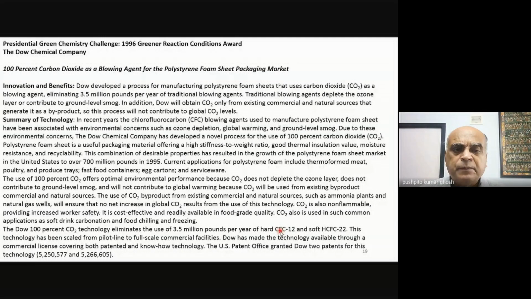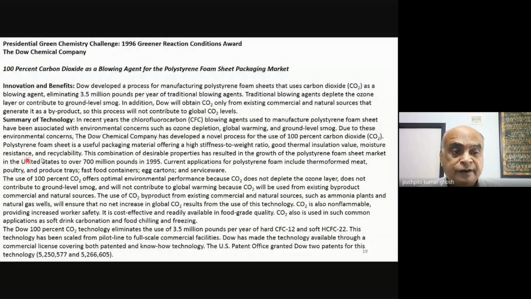Now what these people did in Dow is that they developed a technology by which they could substitute these CFCs with carbon dioxide. In other words, they were able to use carbon dioxide as the foaming agent in place of CFCs. And there was no compromise in the quality of the styrofoam sheets. They were very good.